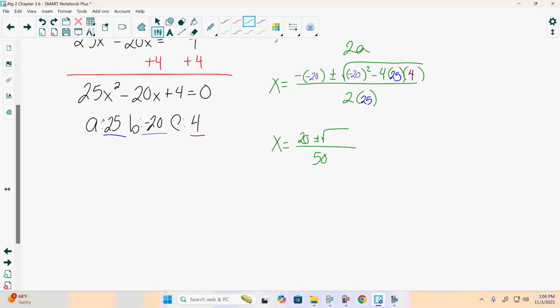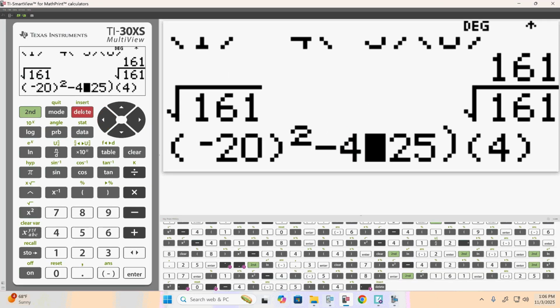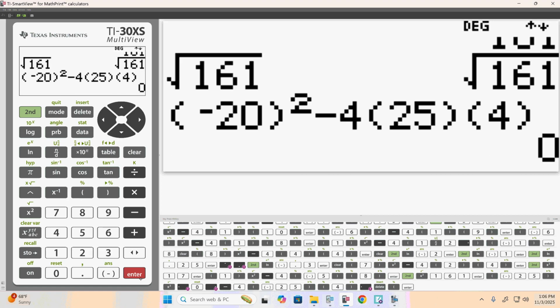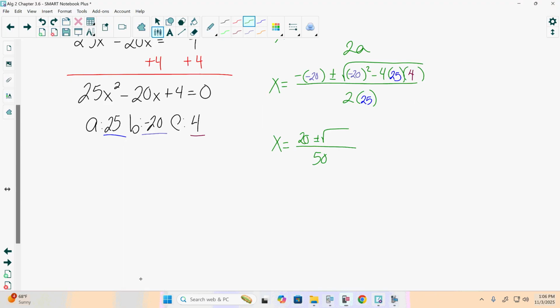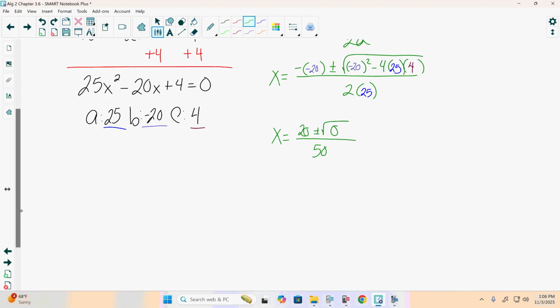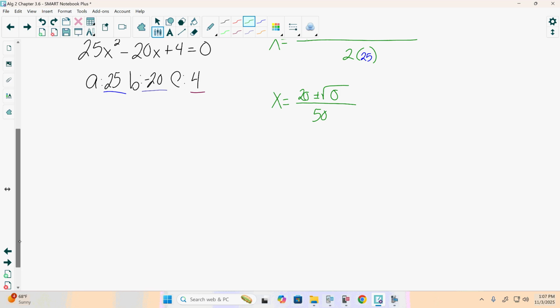Yep. Negative 20 and then positive 25. Yep, got it. The negative 20 squared minus 4 times 25 times 4 is 0. Can we take the square root of 0? And if so, what is it? What times itself is 0? 0, yes?